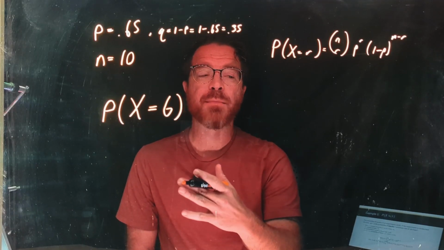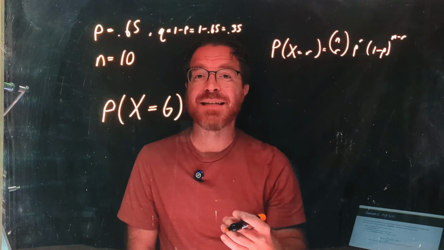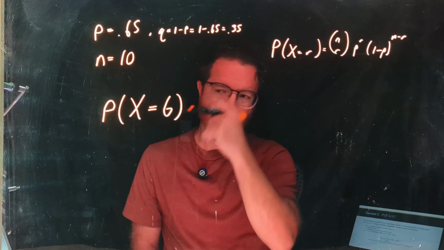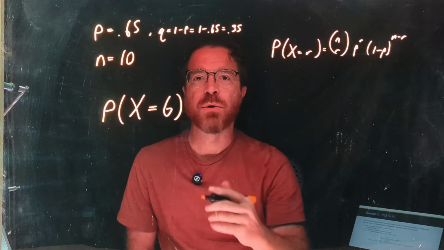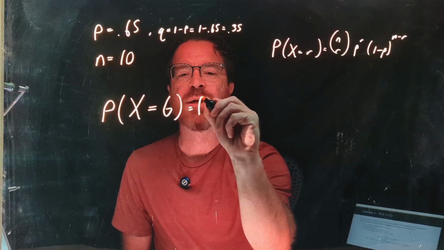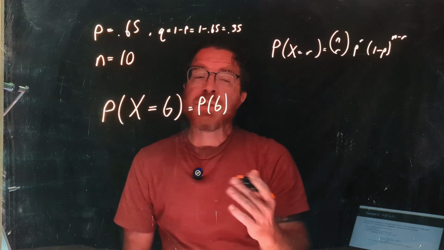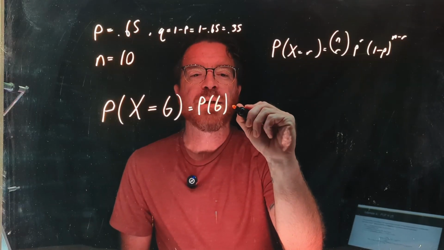So whenever you have a problem like this, we want to know the probability of exactly 6. Well, remember, exactly is another way of saying equals to. So we're looking for the probability x equals 6. Or you could write it, if you wanted to, just as the probability of 6. So to do this, we're going to use our formula, and we're going to plug in the values we have.